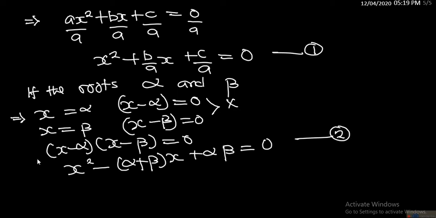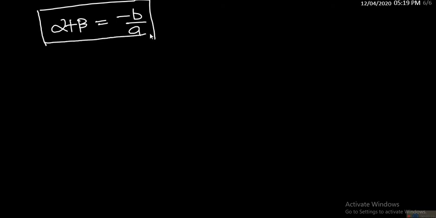Now comparing equations 1 and 2, we can see that minus alpha plus beta equals b over a. Dividing both sides by minus 1 gives us alpha plus beta equals minus b over a. Okay, and once again we have our sum of the roots.